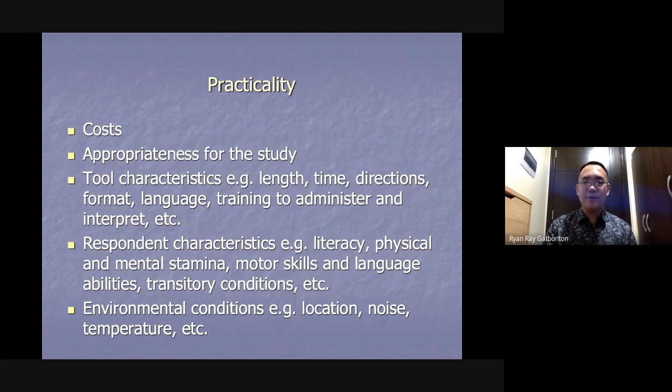Mainly it pertains to your cost. It can also take the form of the characteristics of your tools, like your length, the time, the directions, the format, the language, training to administer and interpret, etc. And also the respondent characteristics, like literacy, the physical and mental stamina, motor skills, language abilities, transitory conditions, and the likes. Even environmental conditions can also affect the practicality of your research.